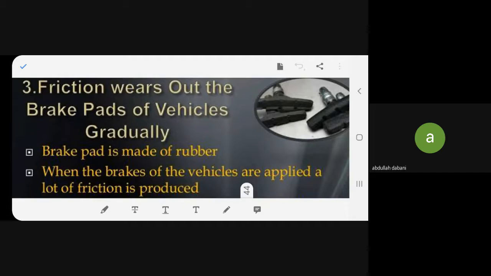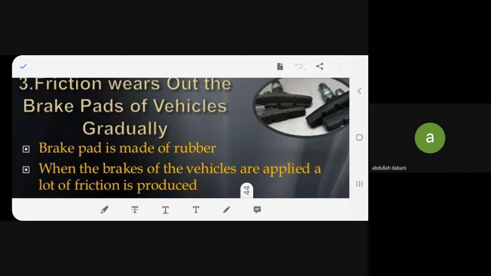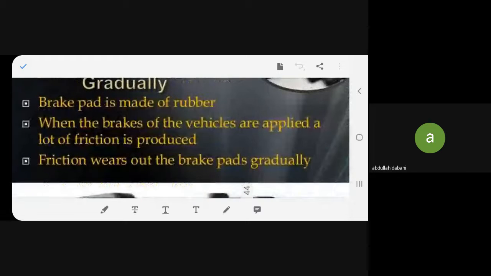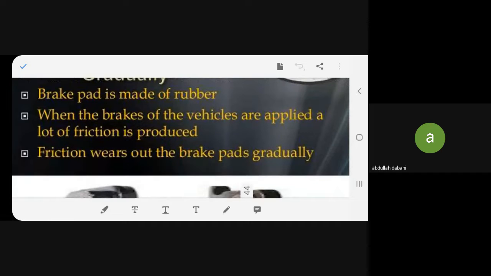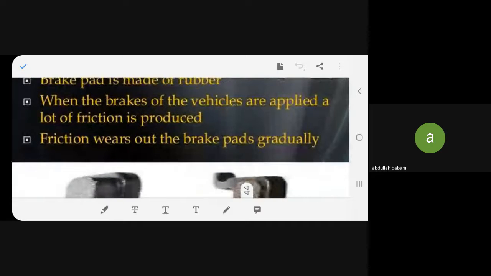Number 3. Friction wears out the brake pads of vehicles gradually. Brake pad is made of rubber. When the brakes of vehicles are applied, a lot of friction is produced. Please read. Friction wears out the brake pads gradually. Fine.